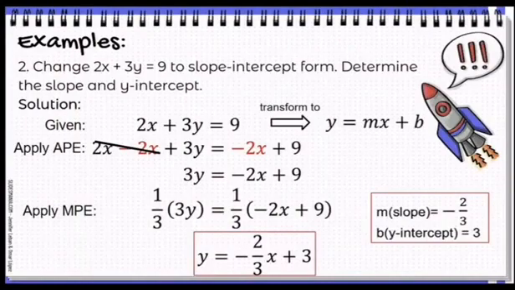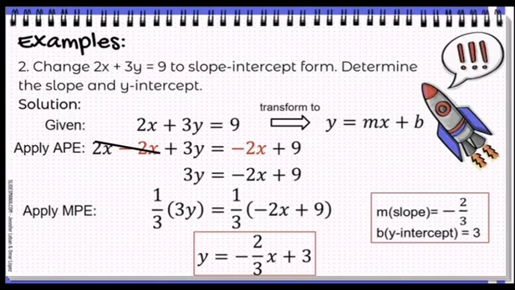Example number 2. Change 2x plus 3y equals 9 to the slope-intercept form. Determine the slope and y-intercept. Solution. Given 2x plus 3y equals 9. Transform this into y equals mx plus b. Step 1. Apply addition property of equality. Add negative 2x to both sides to be able to cancel 2x at the left. Hence, 2x minus 2x plus 3y equals negative 2x plus 9. Then cancel 2x and negative 2x at the left, so we get 3y equals negative 2x plus 9.